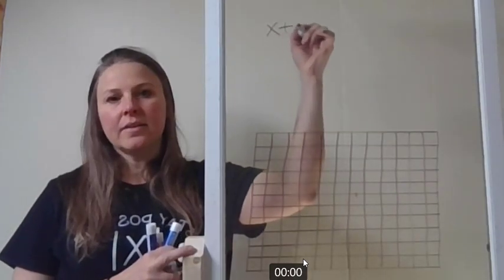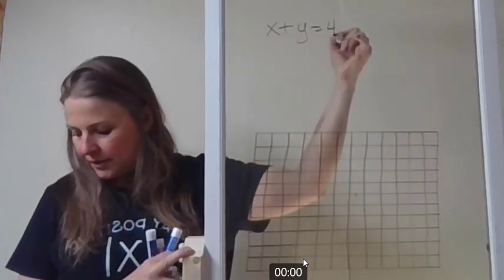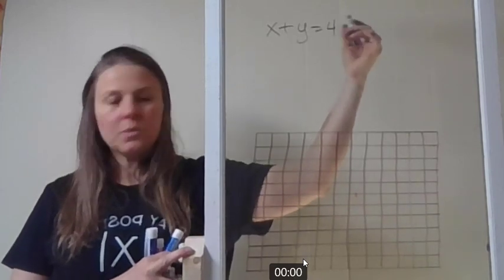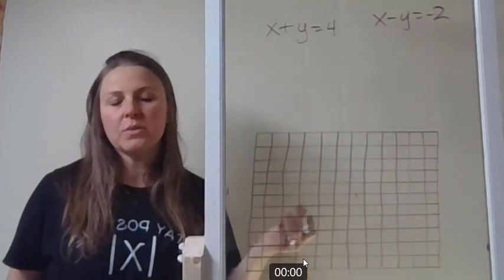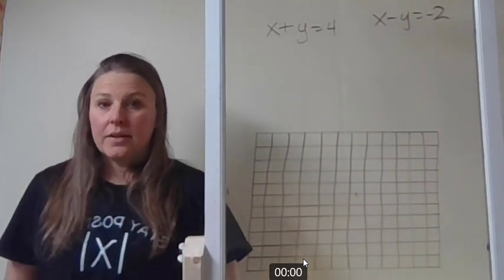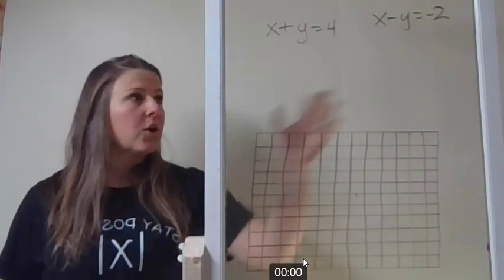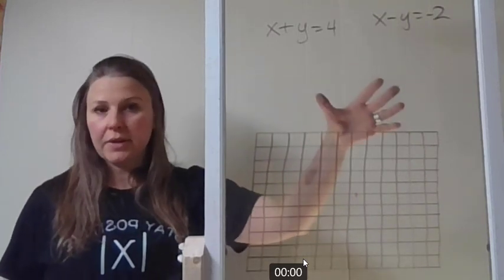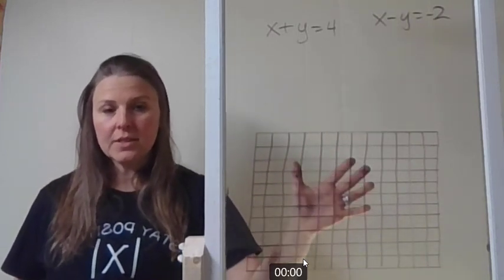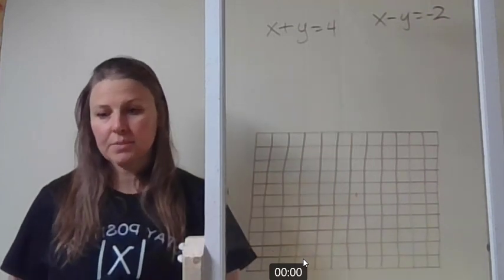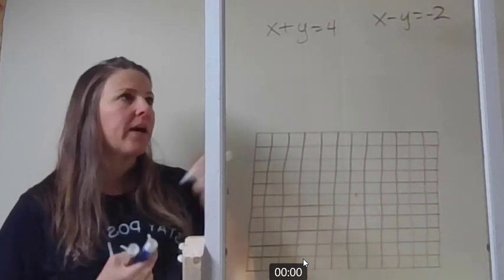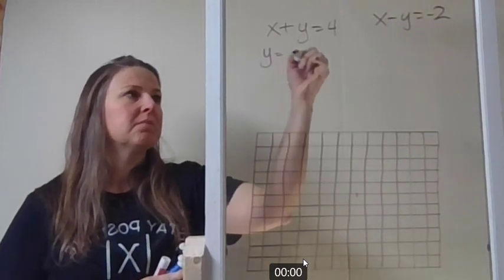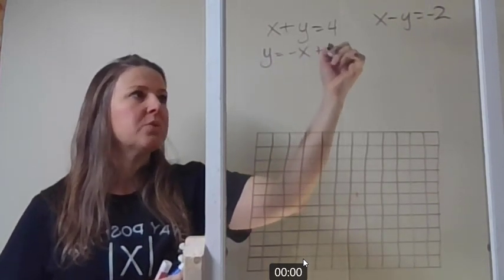Plus y equals 4 and x minus y equals -2. So the question is, where do these cross? Now, again, you can go right from here and generate tables and graph those. You could also put them in y equals mx plus b and graph them that way. For this one, I think I'm just going to put in y equals mx plus b. You totally do not need to do that.